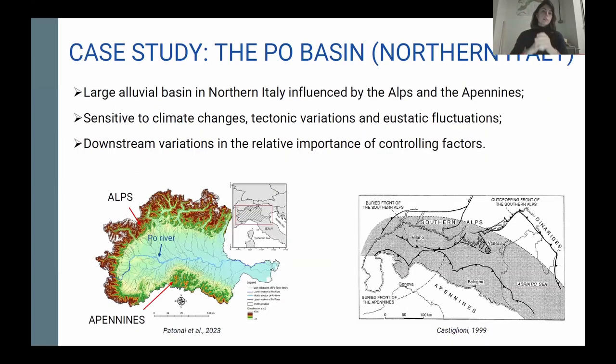So for my research, the Po Basin is an ideal laboratory because it's a large alluvial basin in northern Italy influenced by the Alps and the Apennines. It's sensitive to climate changes, tectonic variations, and eustatic fluctuations.